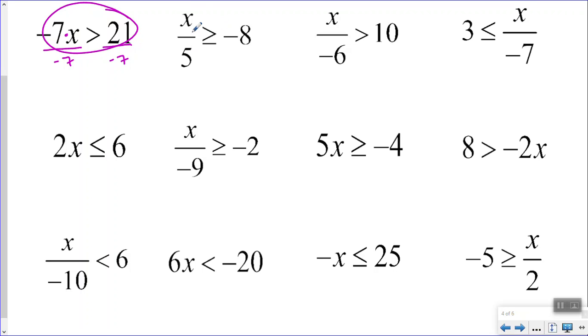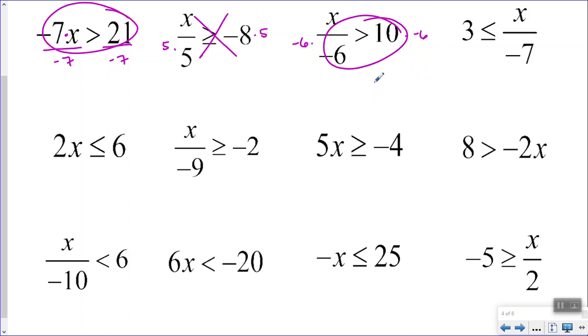In my next example, in order to isolate x, I'm going to multiply on both sides by positive 5. I'm not multiplying by a negative number, so I do not need to flip the sign. In the next example, however, I have division by negative 6. In order to undo that, I need to multiply by negative 6. Because I'm multiplying on both sides by a negative, I need to circle this problem and I need to flip the inequality.